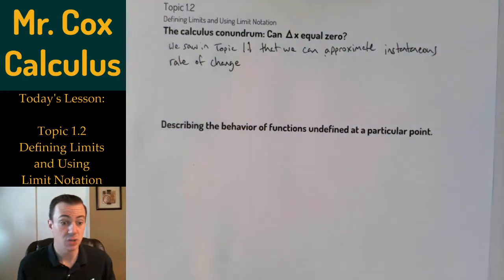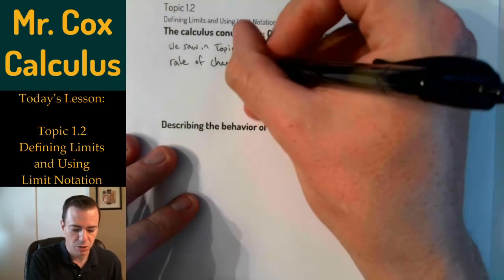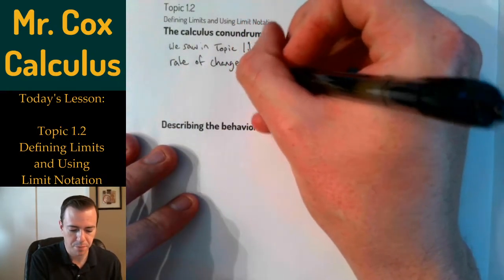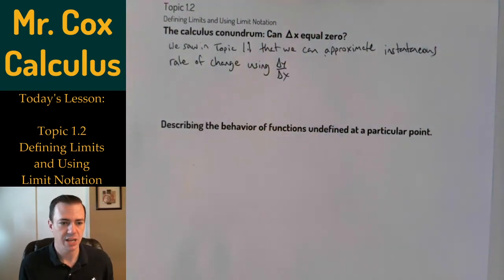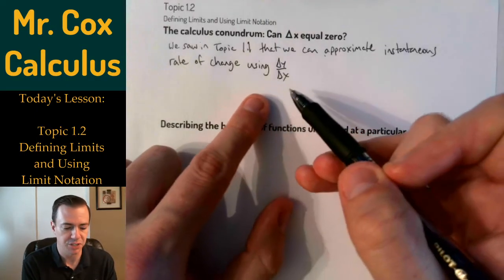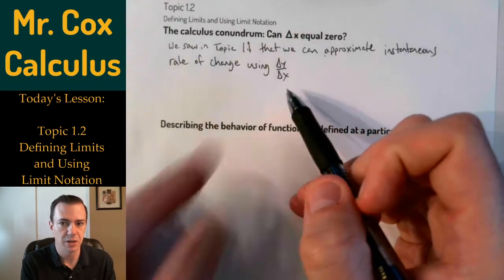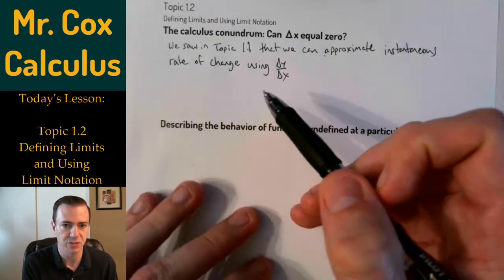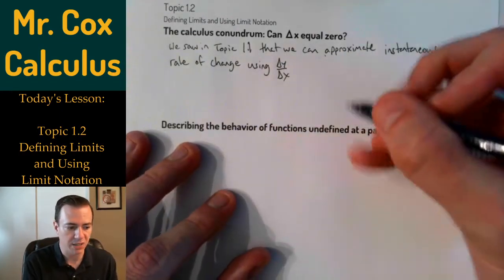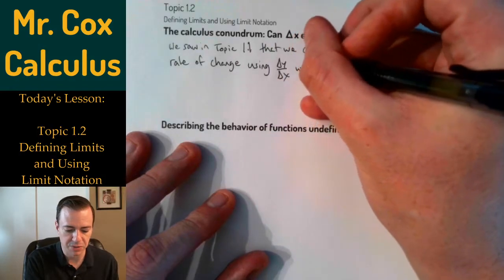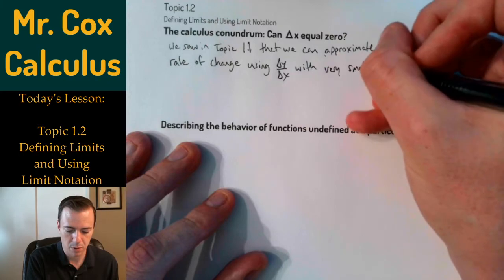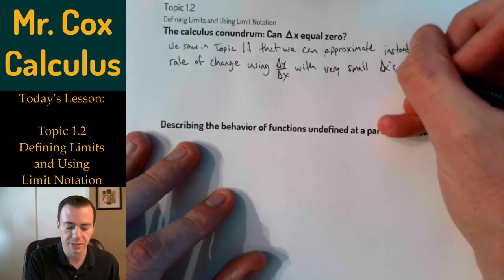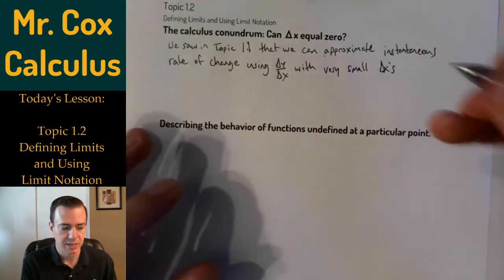of all kinds of nonlinear functions using delta y over delta x, our rate of change, or what you learned was slope back in your early algebra days. Using change in y over change in x, we could approximate instantaneous rate of change. And the thing that made our approximation better was using very small delta x's, or very small changes in x.